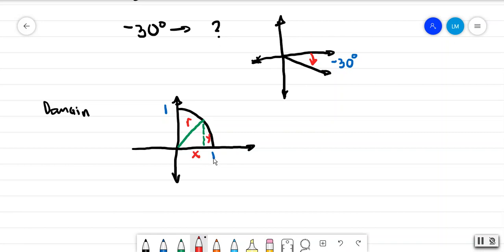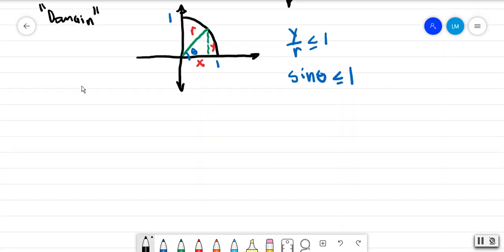Well, consider it like this. If we choose any angle along here, and that angle is theta, then for any point that lies along here, the ratio of y over r is always going to be less than or equal to 1. By that definition, that tells us that sine of theta is less than or equal to 1. So what that's telling you is that sine will be no bigger than 1.